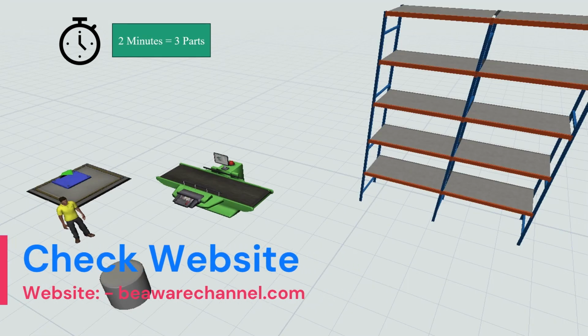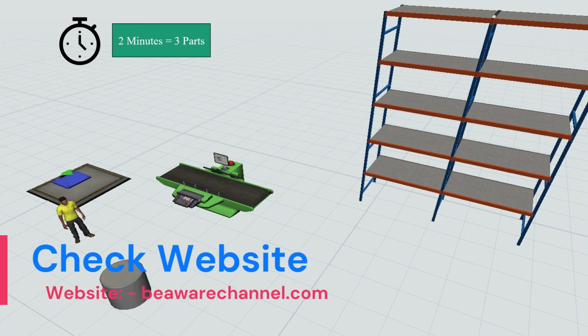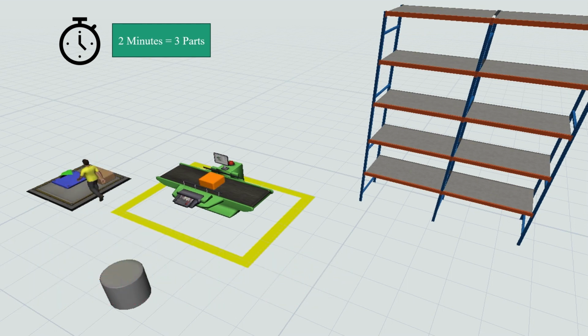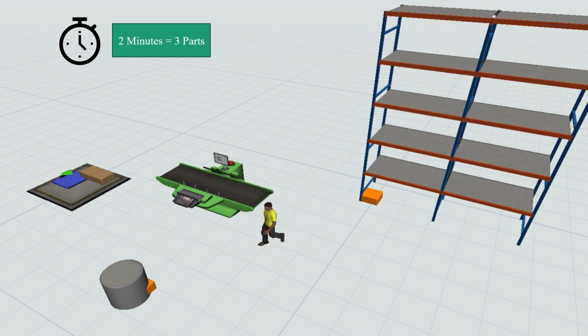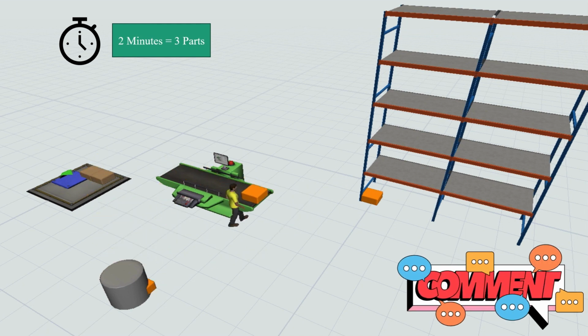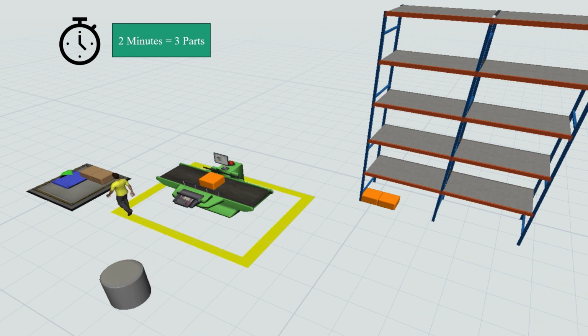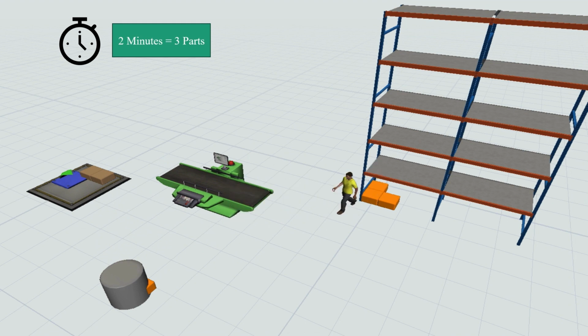Let us understand work study by using a very basic example using a simulation model. Here in the simulation model we have an operator who has to transfer a part by processing it on a station and supplying it to the rack. But if you look at this video, the operator is doing basically two processes on the stations and then transferring it to the rack. The delivery of the parts, if you look, is 3 parts every 2 minutes. So there is a need for improvement.